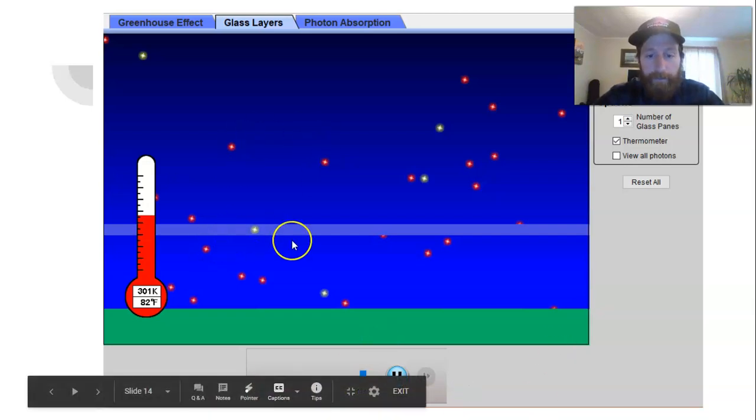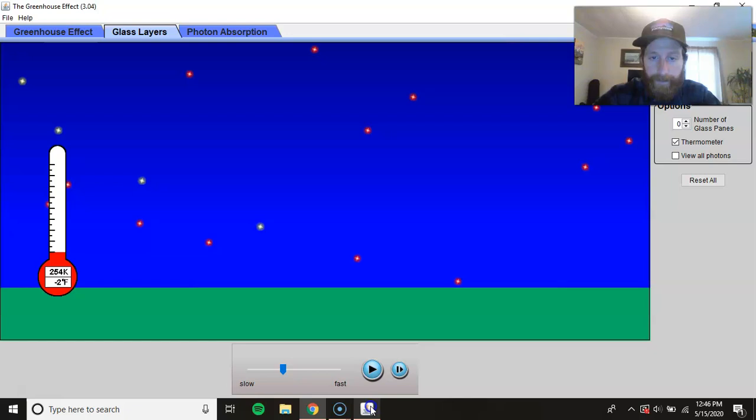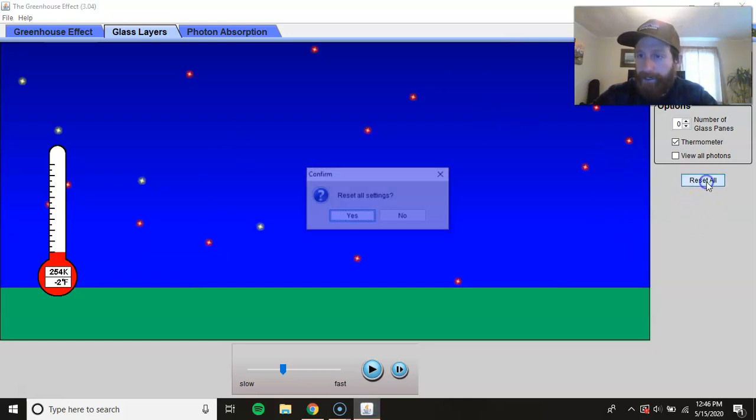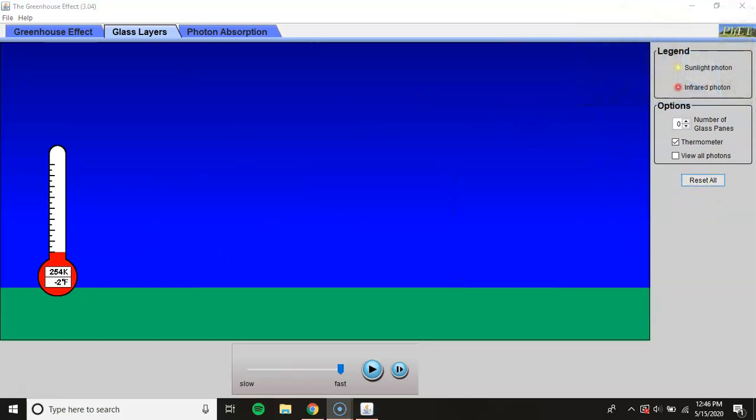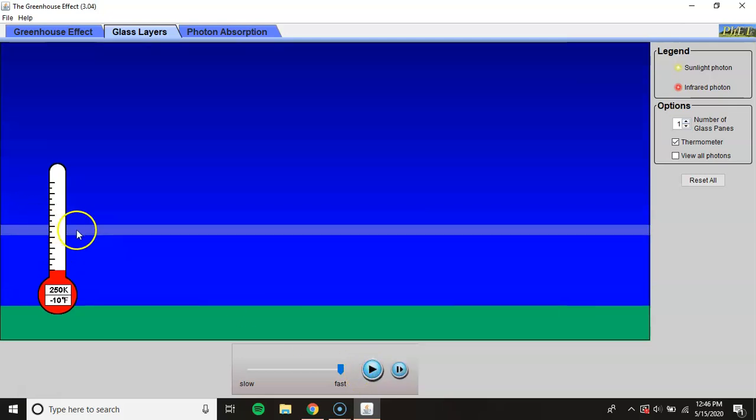So let's look at this model one more time. So I go back, what I'm going to do here is I'm going to reset and turn my screen off, and then I'm going to add a glass pane. We see that right there, that's a piece of glass. And we're going to look for those wave behaviors again. I'm going to slow it down and really just try to track a photon or two. So we've got a visible light photon coming in, transmitted through the atmosphere, transmitted through the glass, and then absorbed by the surface.